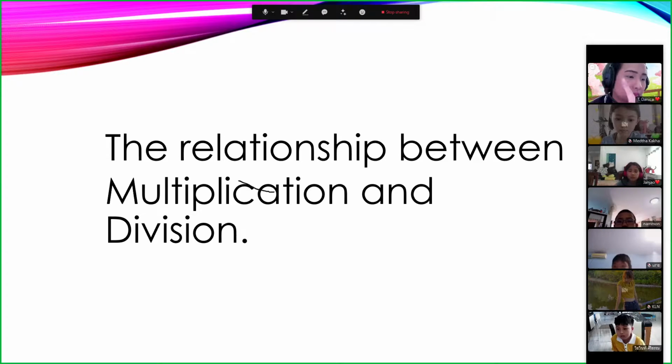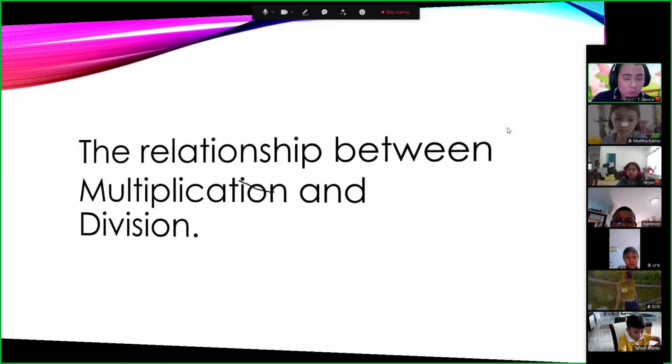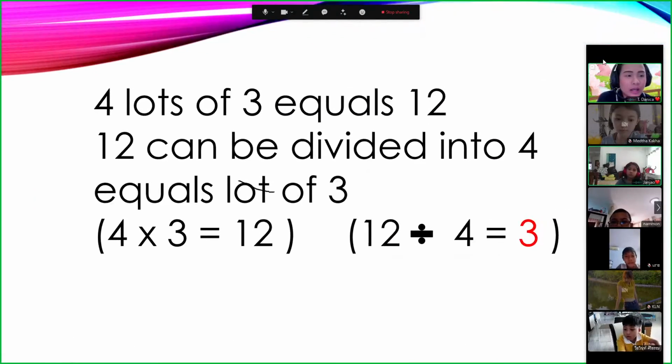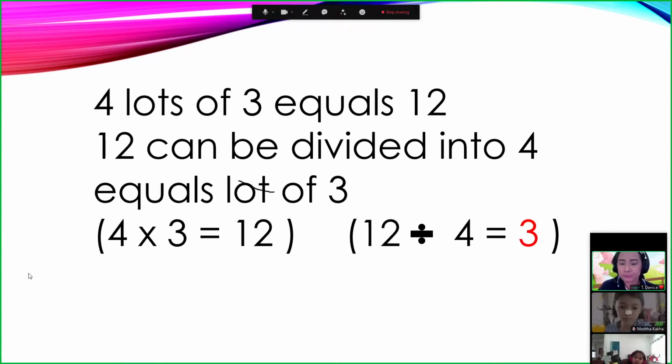Multiplication, what is it? Times, how do you say it in Thai? Now multiplication is somehow the same as division. Okay, now we will be having some examples. For example, this one.